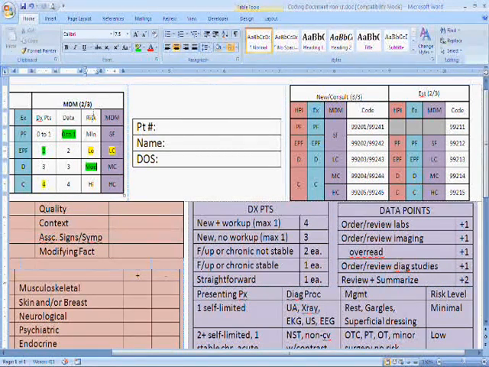So keep in mind that risk and medical decision making frequently do go together, but not always. And it happens just enough to where you need to be aware of it. All right? So that's what it is for medical decision making.